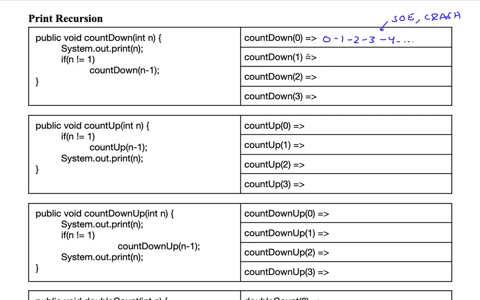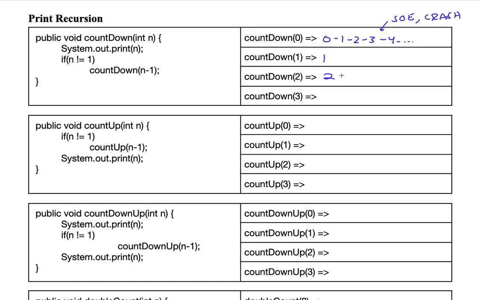Now let's look at countdown of 1. What countdown of 1 does is it prints out our input, and then if 1 is not equal to 1, it would call the function again. But because it is equal to 1, it does not do the recursion, so the function stops. If we did countdown of 2, it prints out 2, and then because 2 does not equal 1, it calls countdown of 1, and we know what that does.